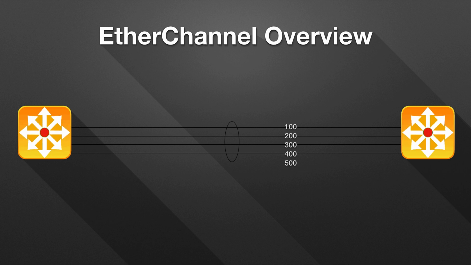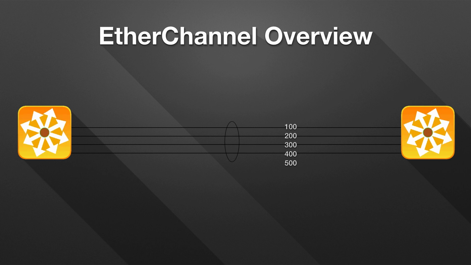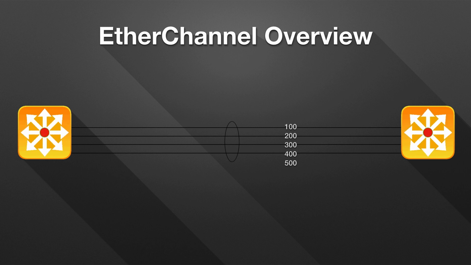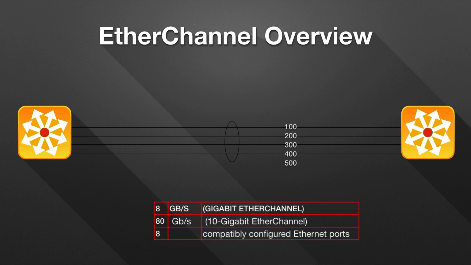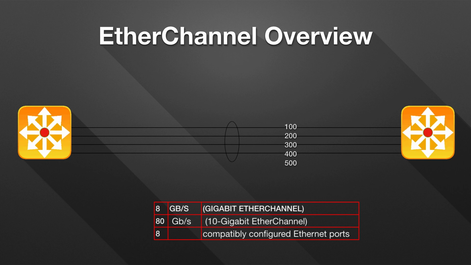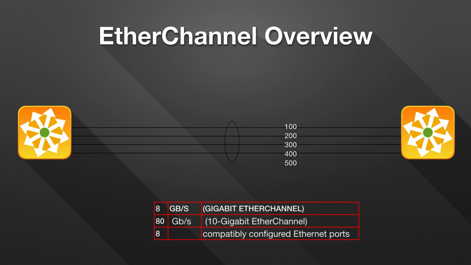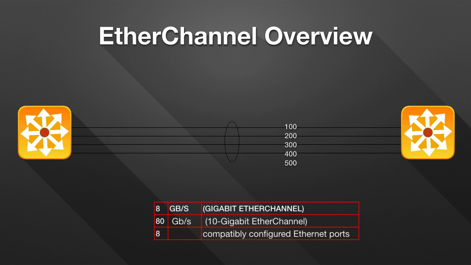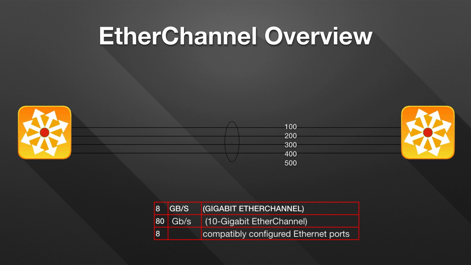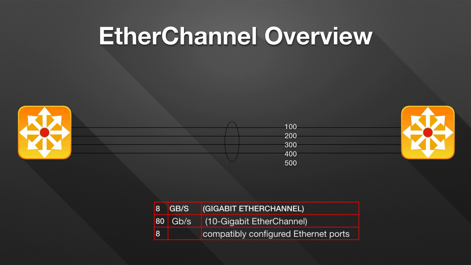An EtherChannel consists of individual Ethernet links bundled into a single logical link. The EtherChannel provides full duplex bandwidth up to 8 Gb per second (Gigabit EtherChannel) or 80 Gb per second (10 Gigabit EtherChannel) between your switch and another switch or host. Each EtherChannel can consist of up to 8 compatibly configured Ethernet ports.